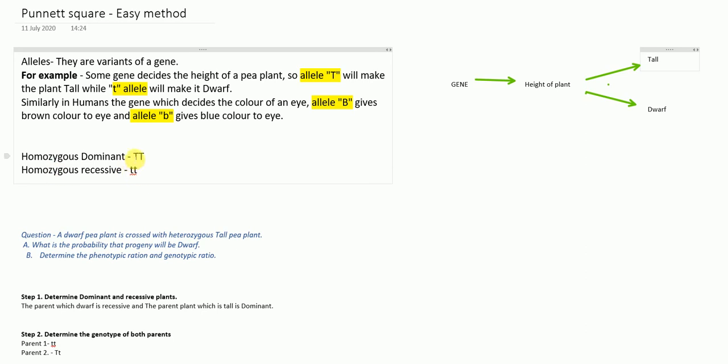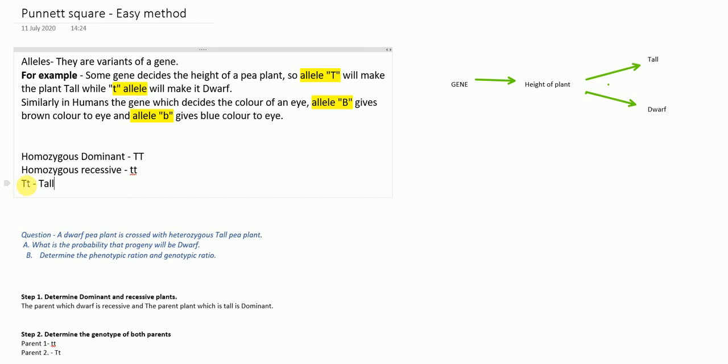So if we are having two copies of the dominant allele, we'll call it homozygous dominant, and if we are having two copies of the recessive allele, we'll call it homozygous recessive. But what happens if we are having one capital T and one small t? What do you think would be the physical appearance of the plant? The plant would be tall because it is having a single copy of capital T, and we know for a dominant characteristic to appear, even a single copy of the dominant allele is enough.